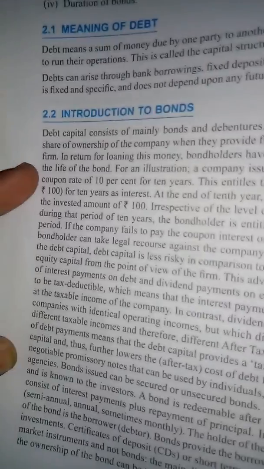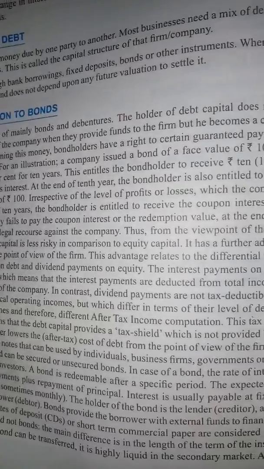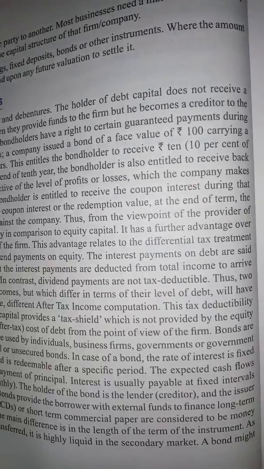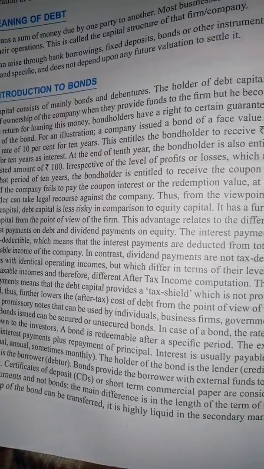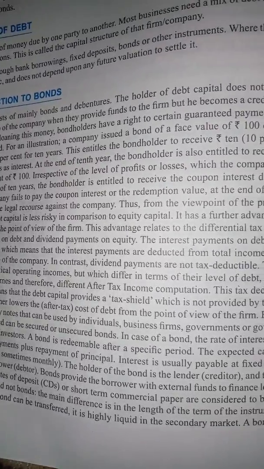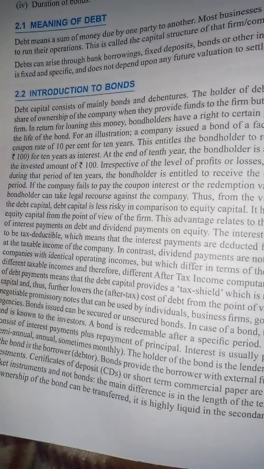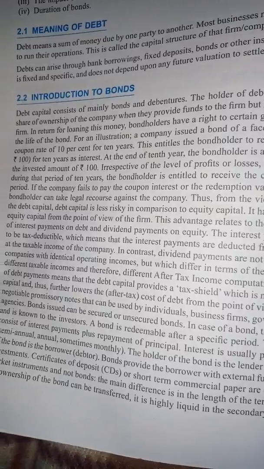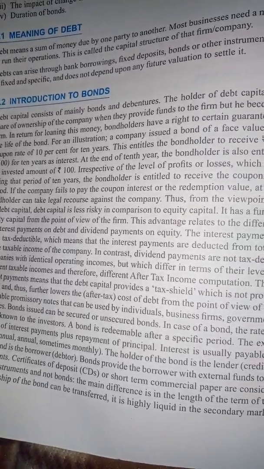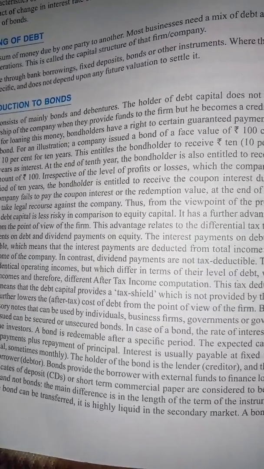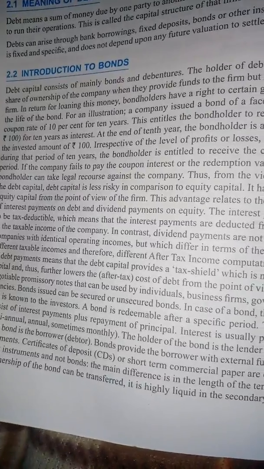Introduction to bonds. Debt capital consists of mainly bonds and debentures. The holder of debt capital does not receive a share of ownership of the company when they provide funds to the firm, but he becomes a creditor to the firm. In return for loaning this money, bondholders have a right to certain guaranteed payments during the life of the bond.